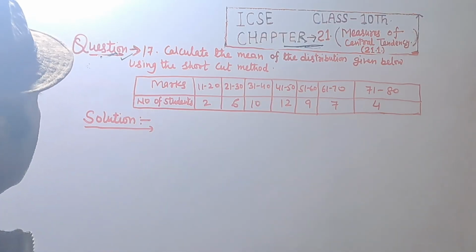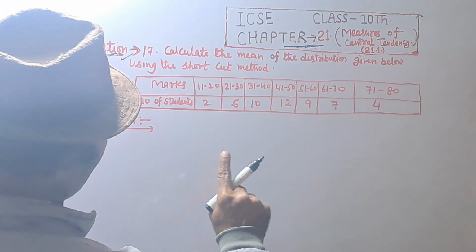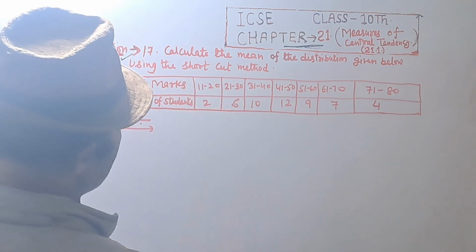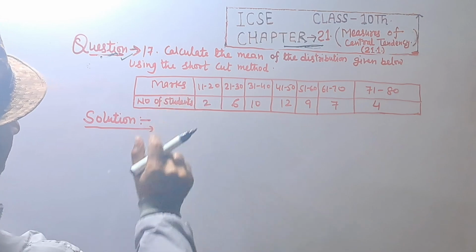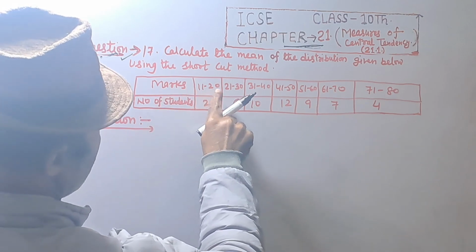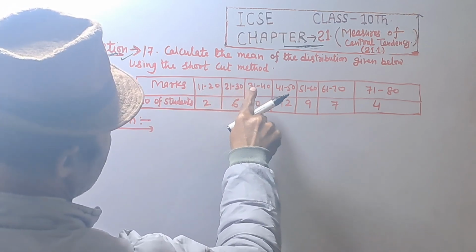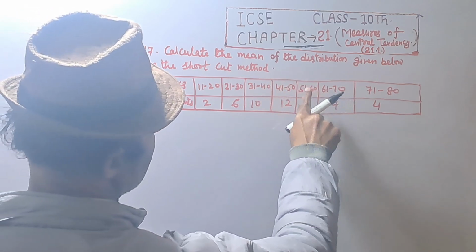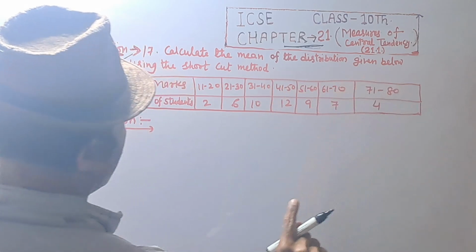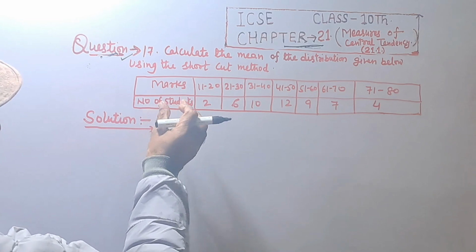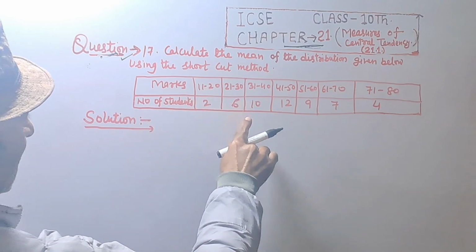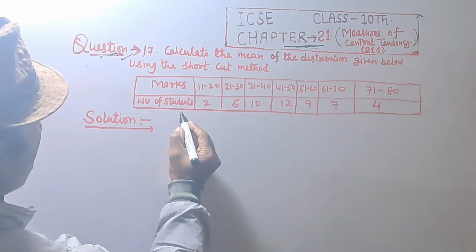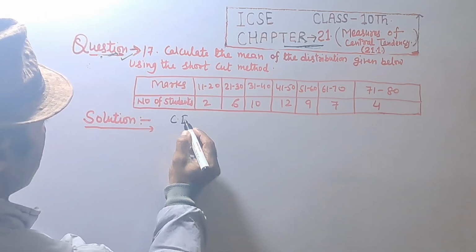Question number 17. Calculate the mean of the distribution given below using a shortcut method. Given marks 11 to 20, 21 to 30, 31 to 40, 41 to 50, 51 to 60, 61 to 70 and 71 to 80. And number of students, that is frequency, is 2, 6, 10, 12, 9, 7 and 4. Marks, that is class interval.